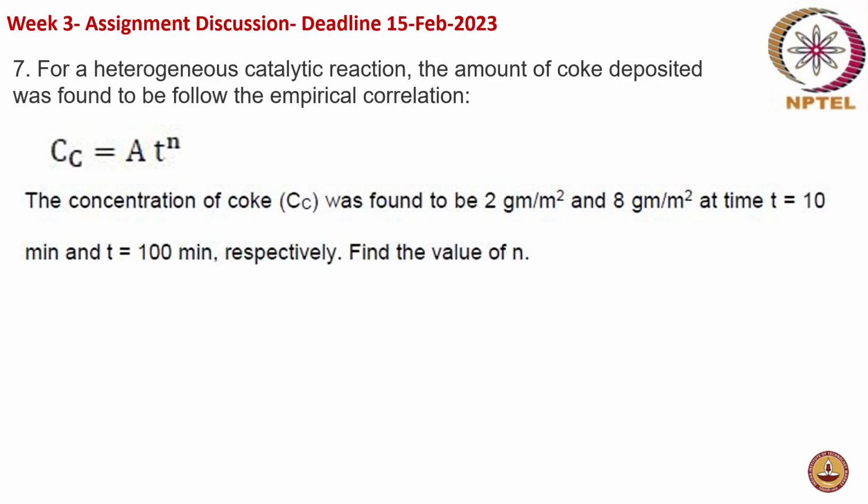Now the next question is question number 7. For a heterogeneous catalytic reaction, the amount of coke deposited was found to follow the empirical correlation Cc is equal to A into t power n. The concentration of coke was found to be 2 gram per meter square and 8 gram per meter square at time t equal to 10 minutes and t equal to 100 minutes respectively. So find the value of n. How will you find the value of n in this case?